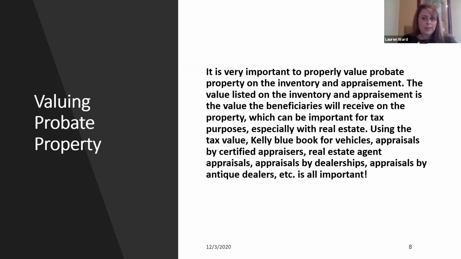So things to look at for real estate: you can look at the tax map value number, but sometimes that's not always the best value to use. So there's things like getting it appraised by a certified appraiser. That is always a great way to go. It's a little more costly, but it does give you a very accurate value of the house. You can look at having a realtor give you a fair market value appraisal on what they think the house would sell for. You can look at doing things like that.